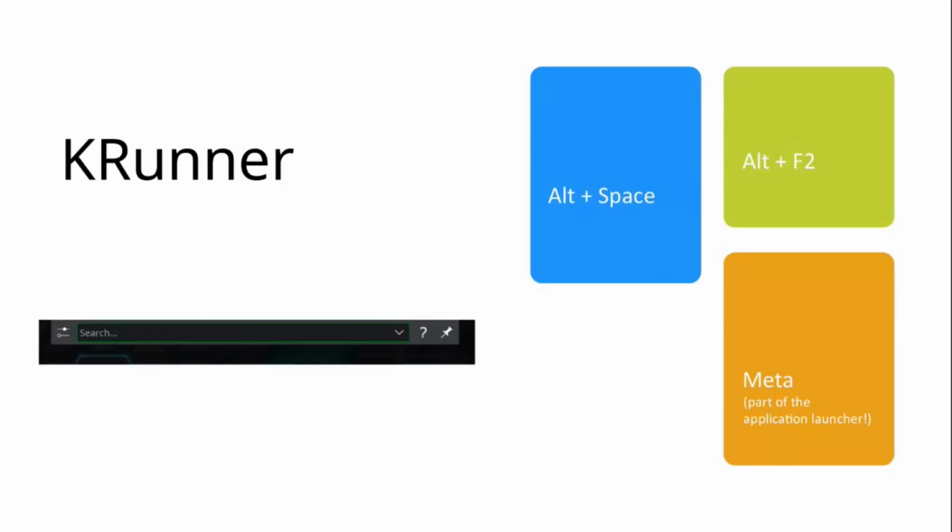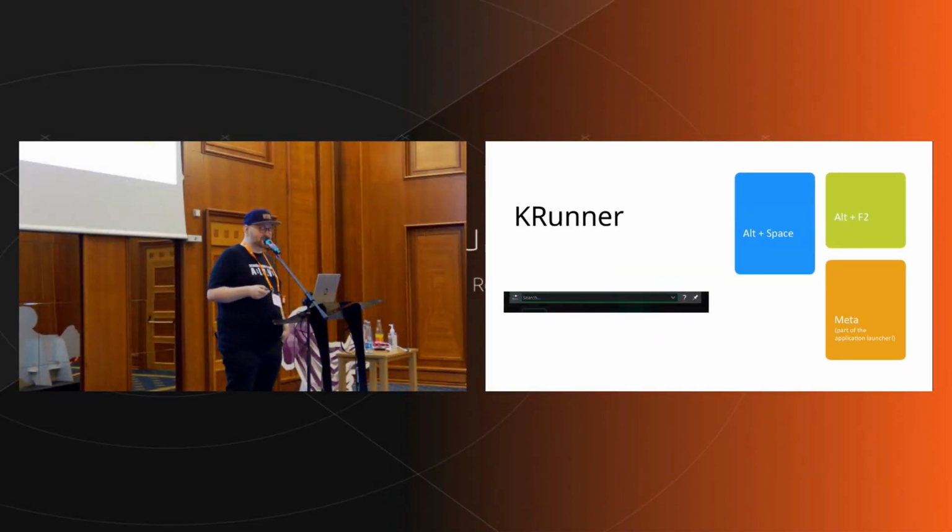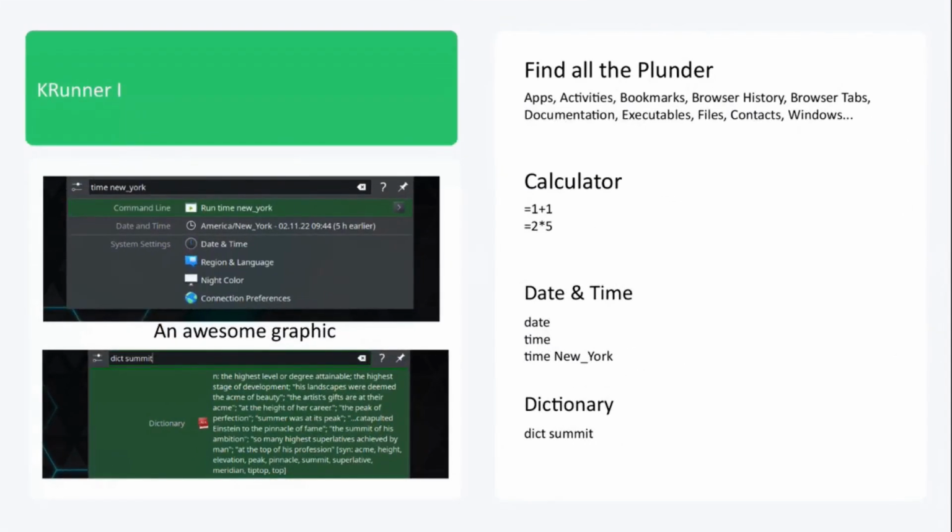Then there's KRunner. KRunner is super old. It's one of the features that everyone loves. You bring it up using a number of different commands. And then you can do all sorts of stuff. So you can find all the plunder you could possibly wish for.